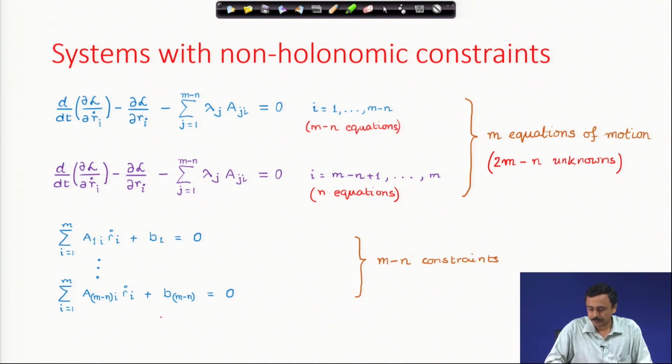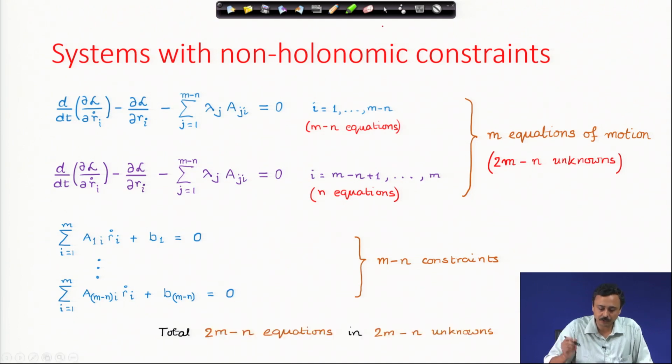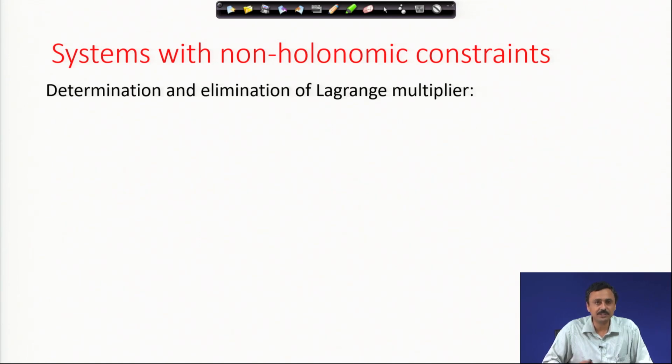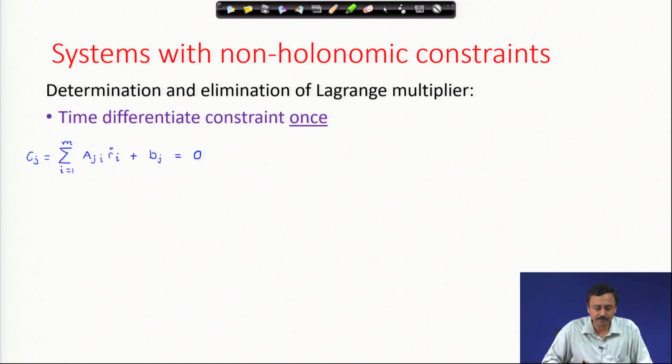Now, this set of equations and constraints is a little inconvenient because this lambda comes as an additional thing, how to solve for lambda, but we have our steps and we have discussed these steps before. So, we have 2m minus n equations and 2m minus n unknowns. We are good, our thing is well set, it is well defined, but then we want to get a little convenient form. Therefore, we have discussed these steps: determination and elimination of Lagrange multipliers, you time differentiate.